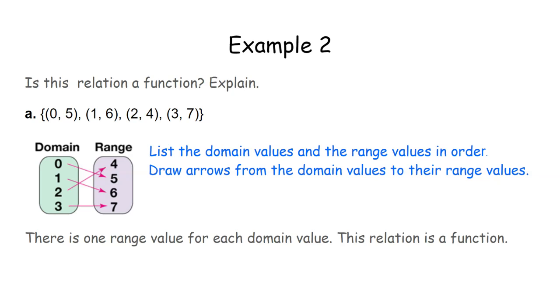Example 2. Is this relation a function? Explain. As you see in the diagram, the domain consists of the numbers 0, 1, 2, 3, and the range consists of the set of numbers 4, 5, 6, 7. There is one range value for each domain value. This relation is a function.